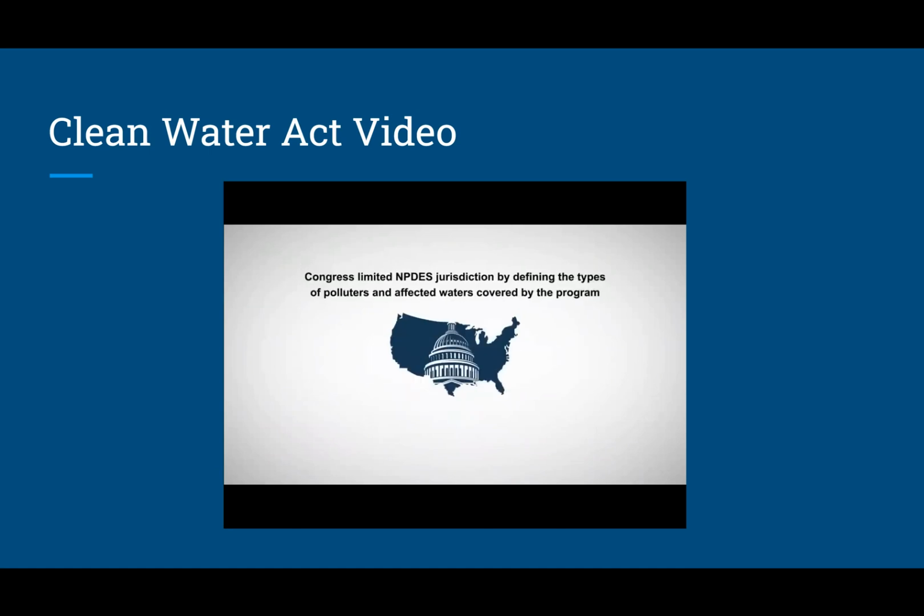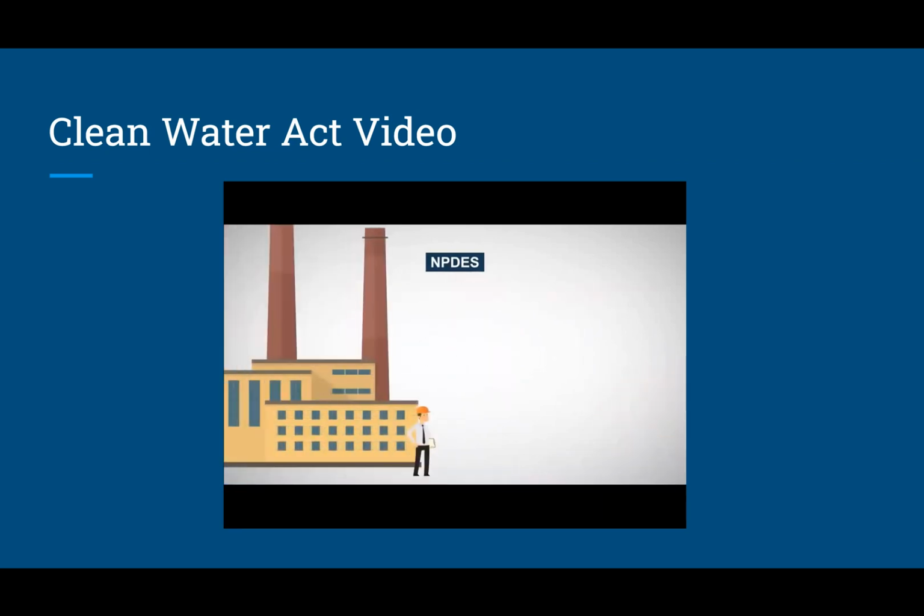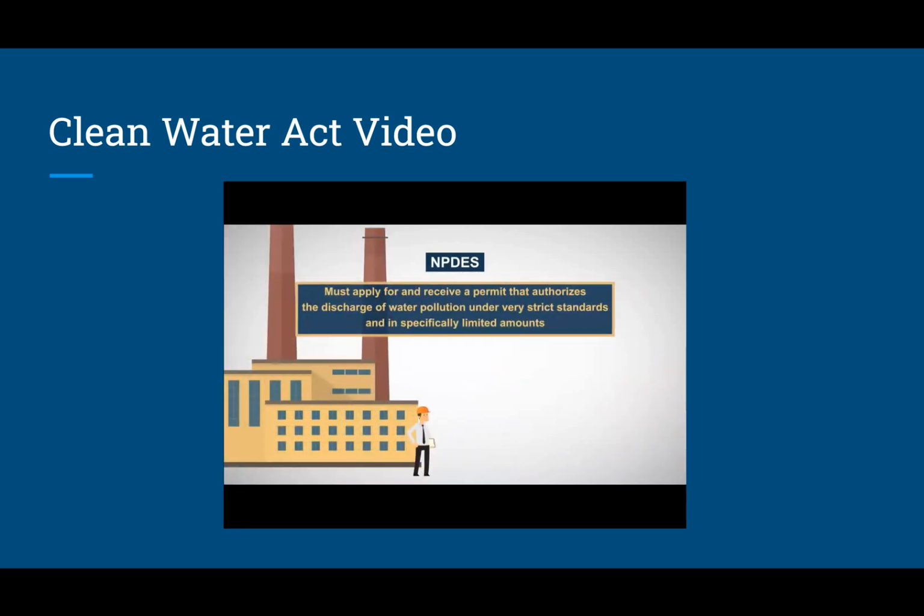Congress limited NPDES jurisdiction by defining the types of polluters and affected waters covered by the program. However, the law allows substantial latitude with respect to the nature or type of regulated pollutants. No matter how harmless they may be, all substances discharged into America's surface waters by means of point sources are covered under the NPDES program. Those subject to NPDES regulations must apply for and receive a permit that authorizes the discharge of water pollution under very strict standards and in specifically limited amounts.